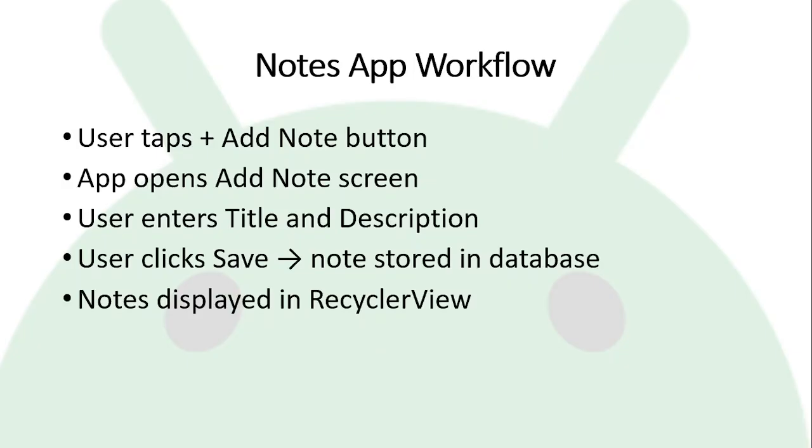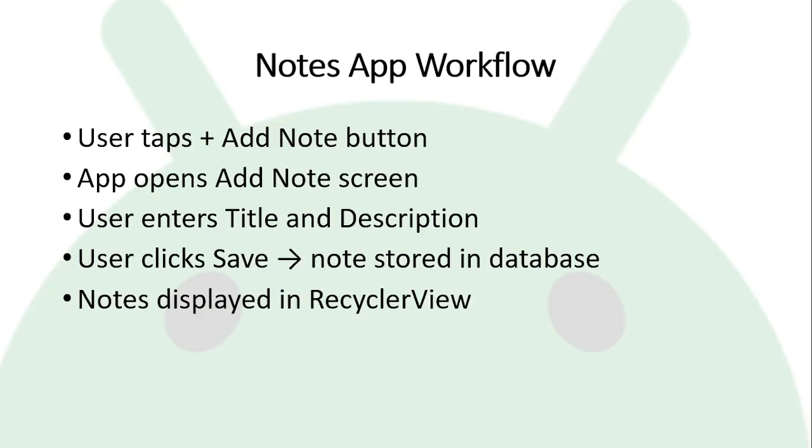Now here's how the app works step by step. First, the user taps the Add Note button on the main screen. This triggers an intent to open the Add Note screen. The user can then enter a title and description for their note. Once they click the Save button, the app uses the Room database to store the note. After saving, the app updates the main screen to display the new note in a recycler view, which shows all saved ones. This workflow demonstrates core Android concepts: screen navigation, user input handling, database operations, and list display.